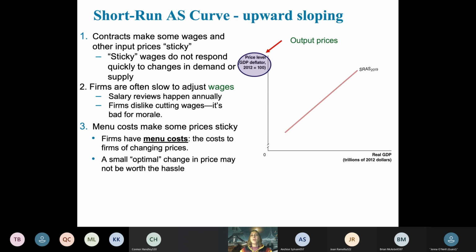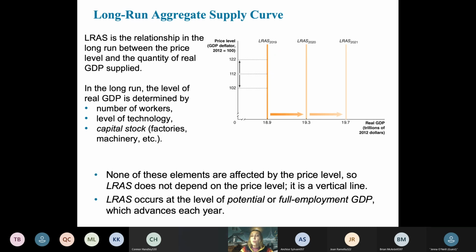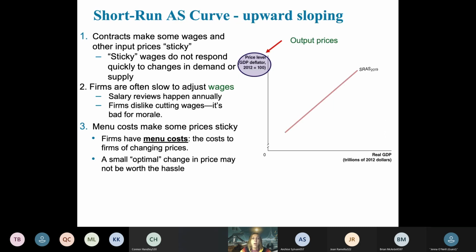And it should determine the long-run aggregate supply curve, it should determine our full employment GDP. So full employment, comfortable GDP. Remember, full employment does not mean 100% employment. It means a little bit of maybe 4-5% unemployment, which is nice and comfortable for everybody to switch careers.